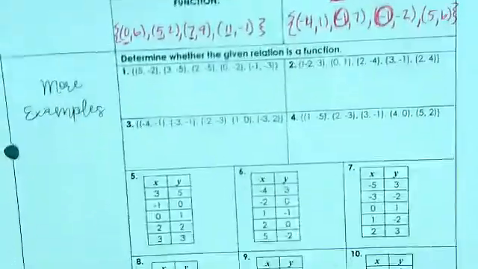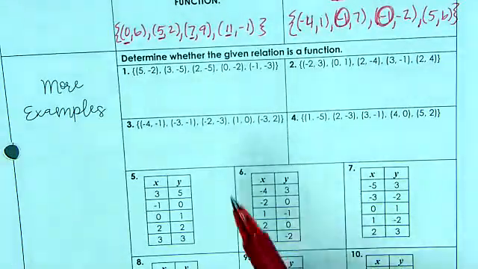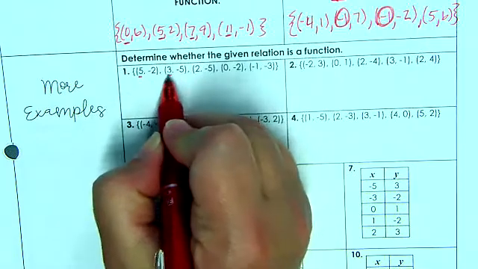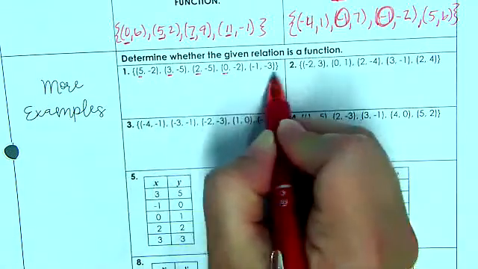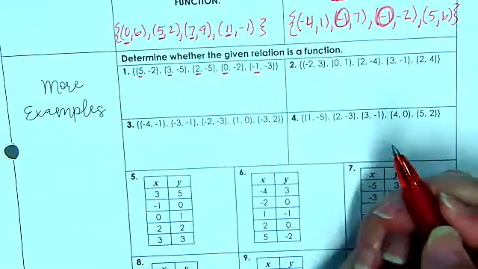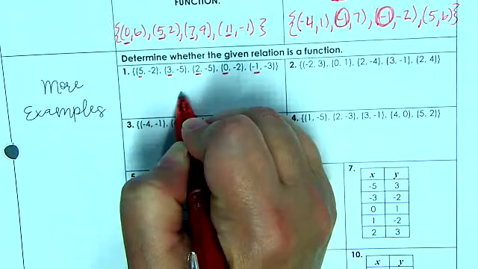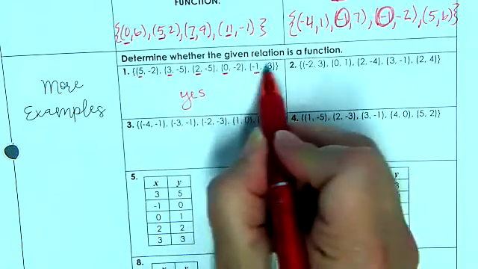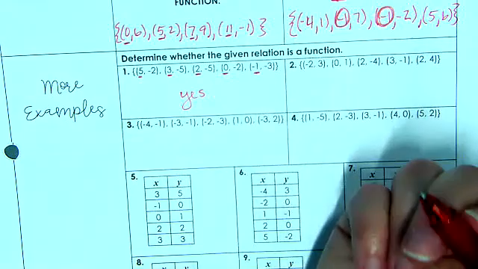All right, so if I'm looking real quick, I'm just going to scan the ordered pair and I'm looking to see, do the x values repeat? Nope. So this is yes, a function. Determine whether the given relation is a function. So you're looking for a yes or no answer.